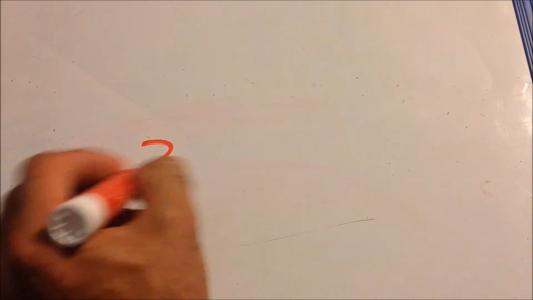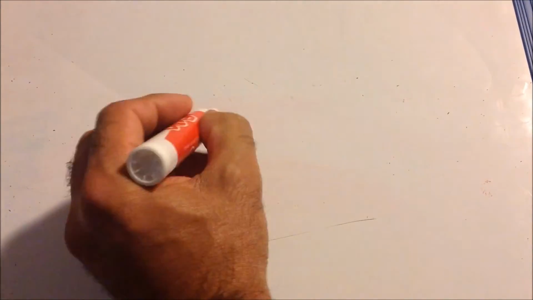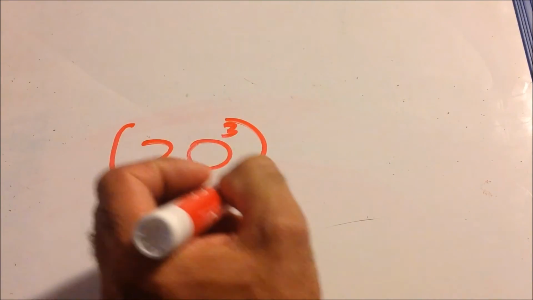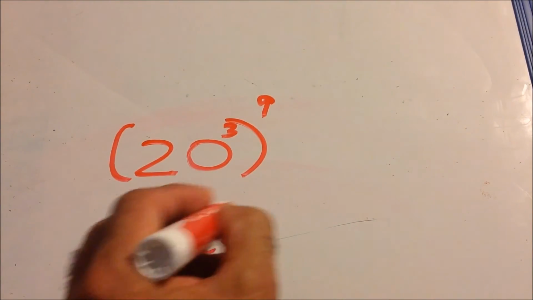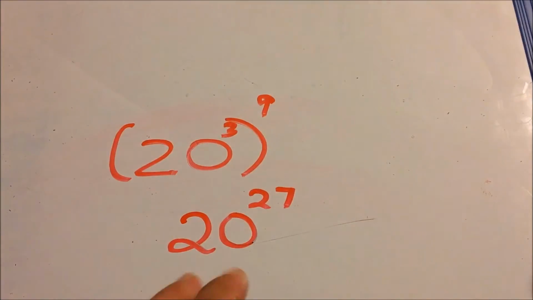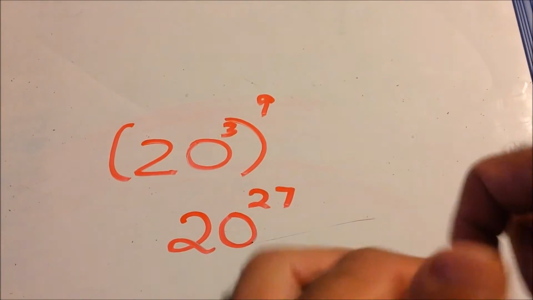So let's do one more. Erase this. What if I had 20 to the third power raised to the 9th power? What would that answer be? In exponential form, 20 to the 27th power. An enormously large number.